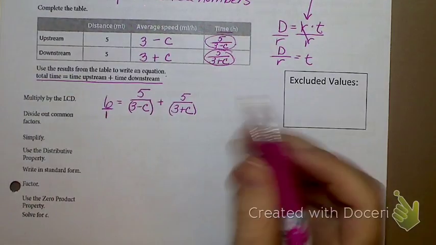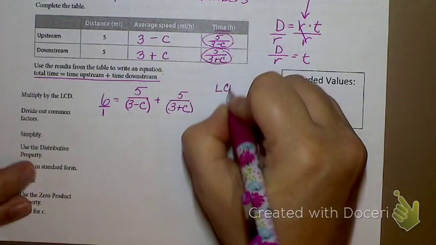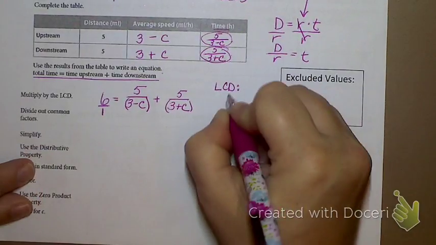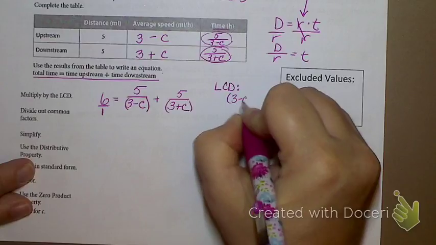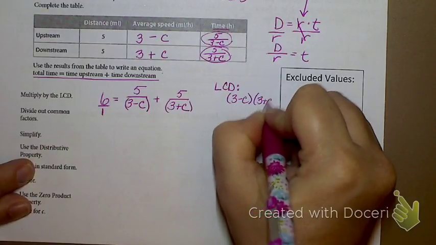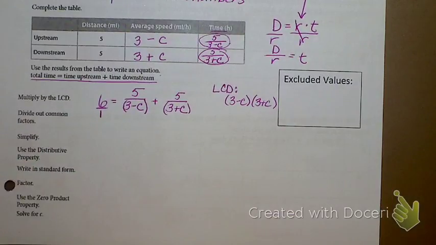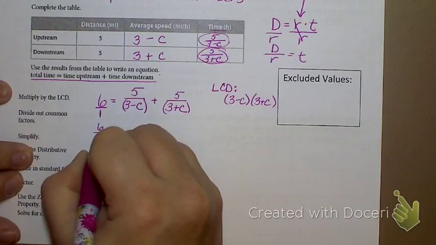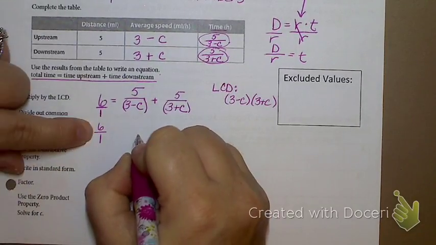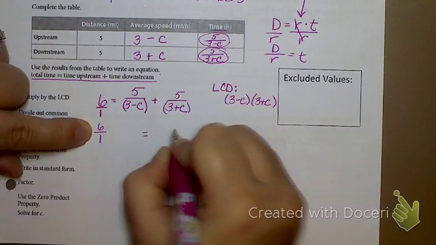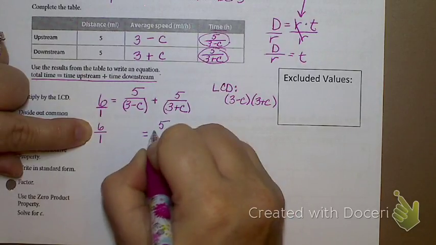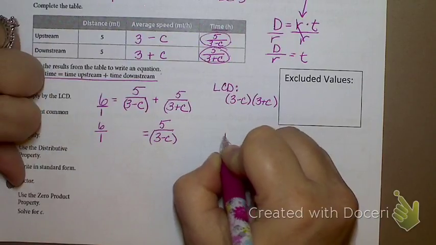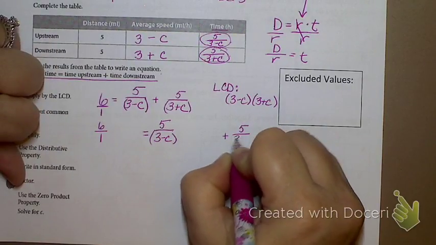So what would you say is my LCD? It would be 3 minus c and 3 plus c, because both of those are represented denominators, or represented parentheses. So now I'm going to write it with the awkward spaces like I did yesterday. So I'm going to write the 6 over 1, leave a space, equals 5 over 3 minus c, leave a space, plus 5 over 3 plus c.